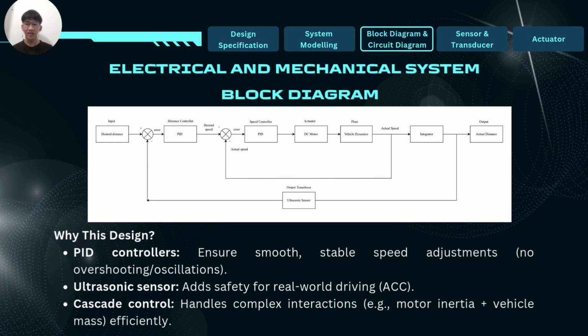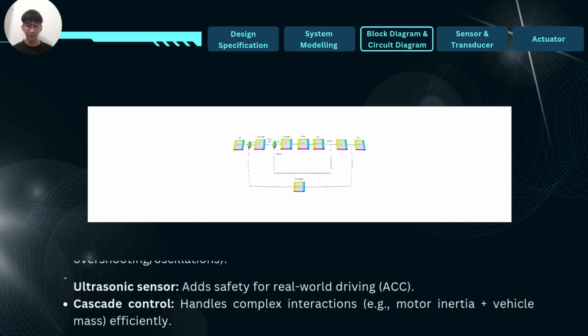Mechanically, the car uses a lightweight chassis under 1.5 kg, allowing fast and safe responses. We chose this design because it offers stable control with PID, accurate sensing, and an efficient cascade control structure that handles both speed and distance well. It's a simple, safe, and effective architecture for a scaled-down ACC system.